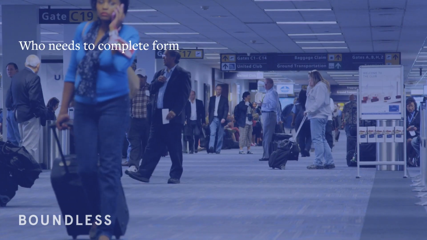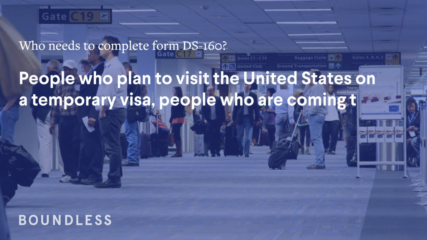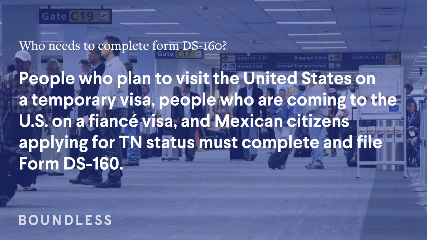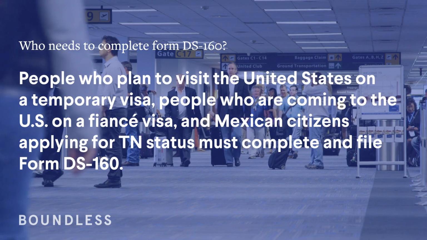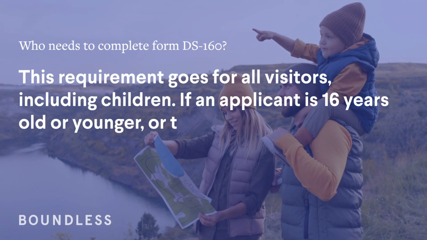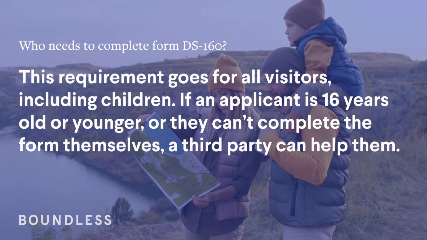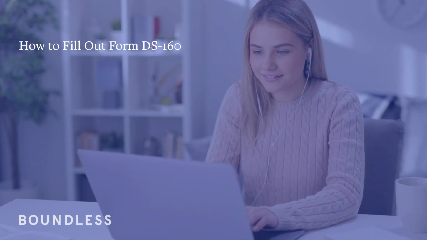Who needs to complete Form DS-160? People who plan to visit the United States on a temporary visa, people who are coming to the U.S. on a fiancé visa, and Mexican citizens applying for TN status must complete and file Form DS-160. This requirement goes for all visitors, including children. If an applicant is 16 years old or younger, or they can't complete the form themselves, a third party can help them.